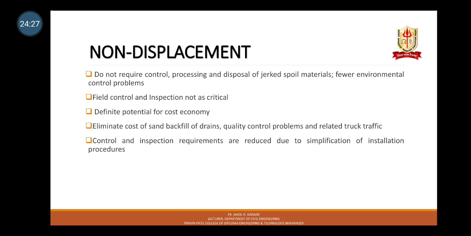Non-displacement: do not require control, processing and disposal of jetting spoil materials, fewer environmental control problems, field control and inspection not as critical, definite potential for cost economy, eliminate cost of sand, backfill of drain, quality control problems and related truck traffic, control and inspection requirement, and reduce to simplification of installation procedure.